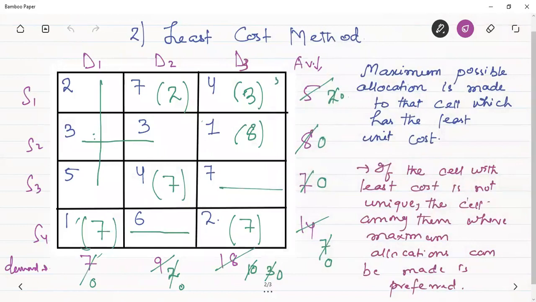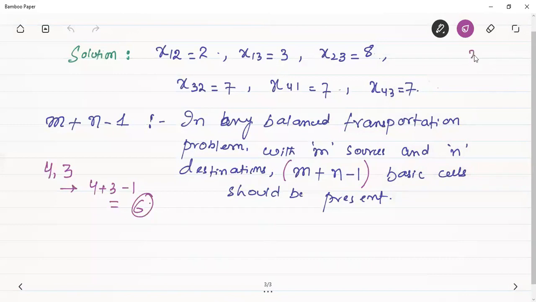What is x11? If I talking about x11, that is equal to what? 0. चलो मैंने अभी ये भी बताया, बाकी सेल्स में जो एलोकेशन है that is 0. ओके, नेक्स्ट क्लास में मुझे आप सब इसका रीजन बताएंगे, why we got 6 allocations.